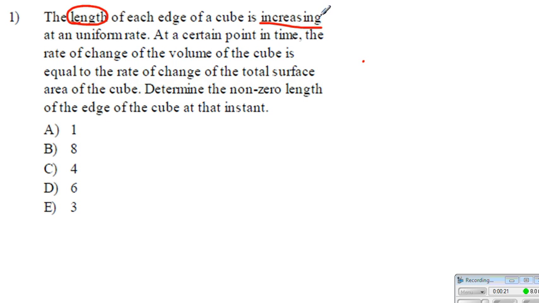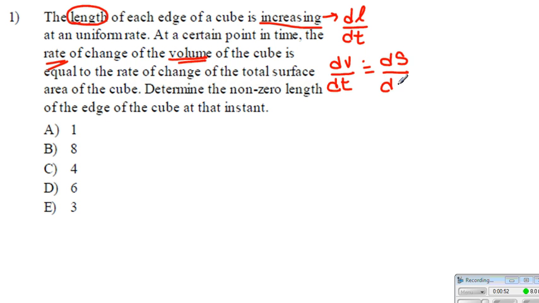So here, the first one talks about dL/dt, how the length changes over time. The second one here, volume, the rate of the change in volume talks about dV/dt. Now, at the same time it is equal to the rate of the change of the total surface area, and this must be somehow equal to the surface area. What if I call it S, dS/dt?